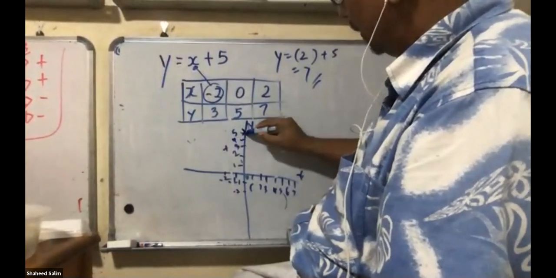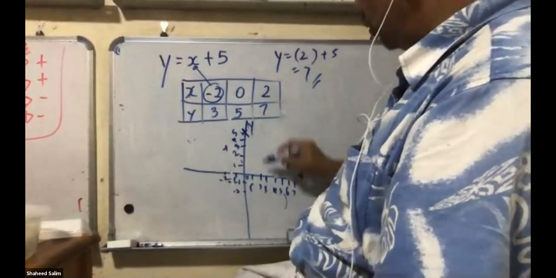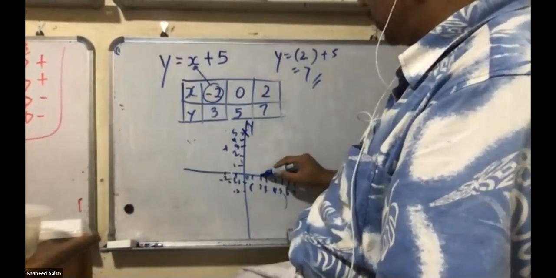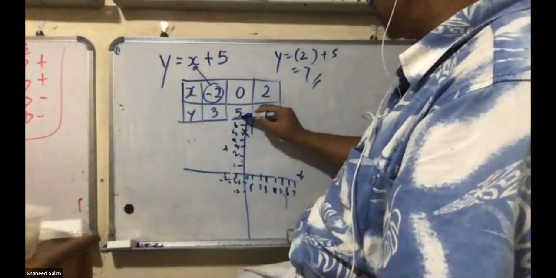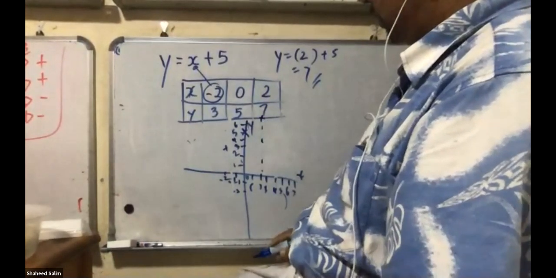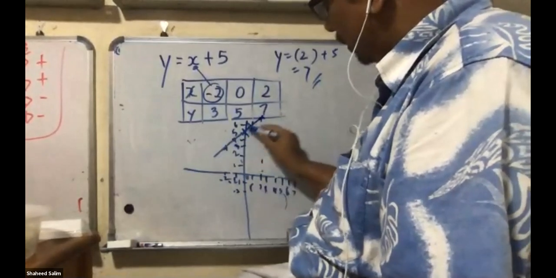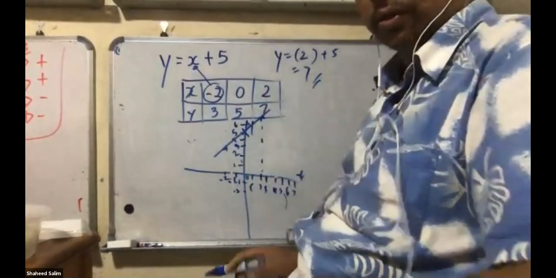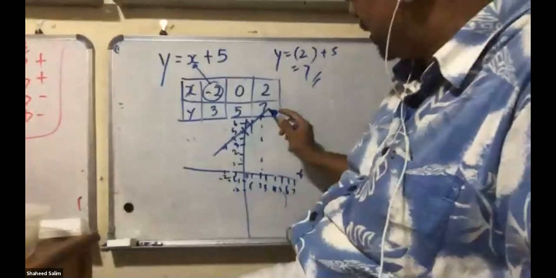0, 5 down here. And then next one, when y is 2, x is 7. Oh, I must write higher somewhere down here maybe. Can you see now this thing runs a straight line? Can you see now? This is the graph.